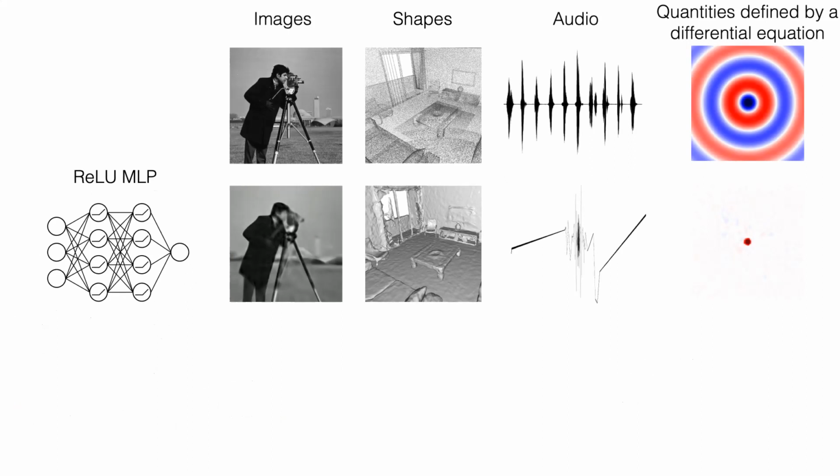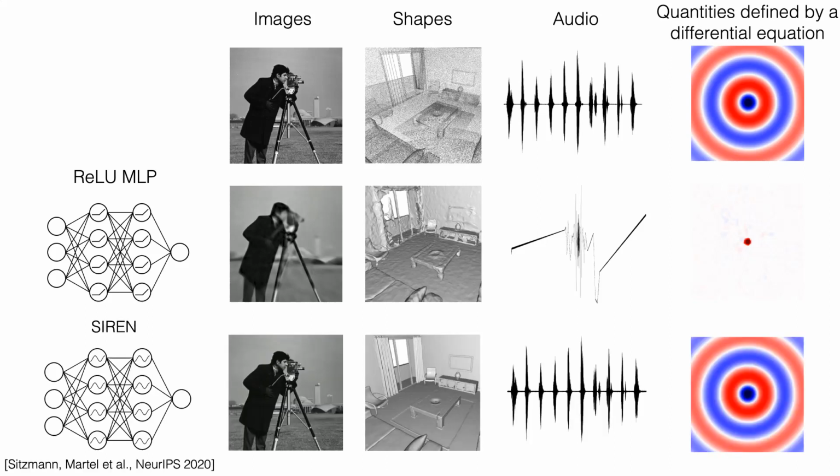If you use ReLU MLPs to represent images, 3D shapes, audio signals, or maybe you want to represent general fields and potentially perform computations on those, for example, solve a partial differential equation on a field, you have to ensure that the gradients are also represented appropriately. It just turns out that these ReLU MLPs are not adequate to represent natural scenes.